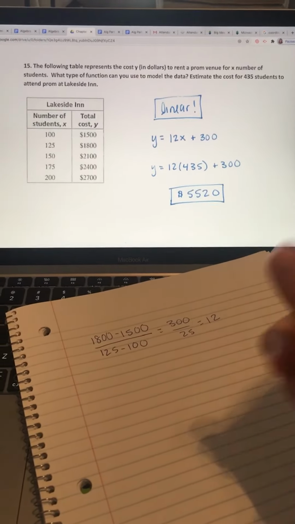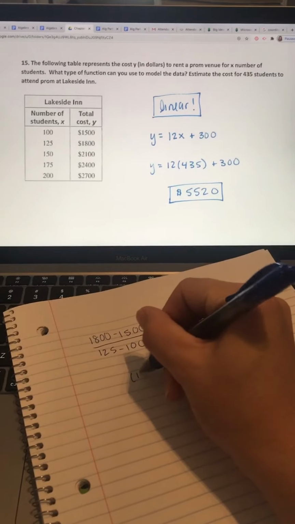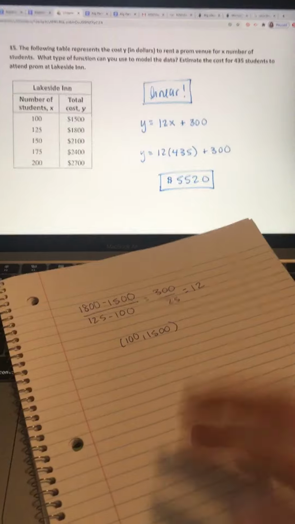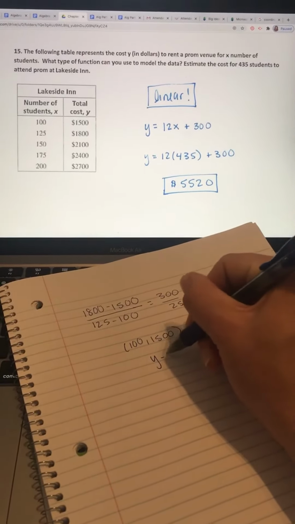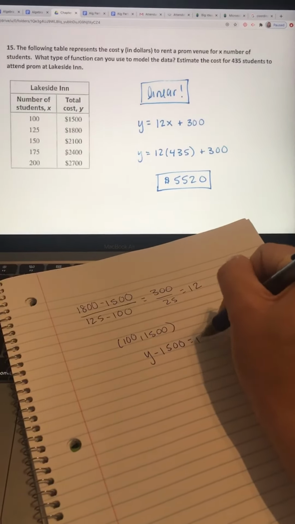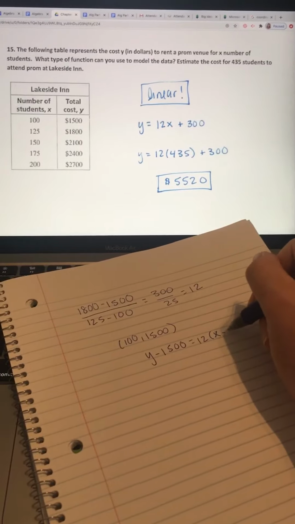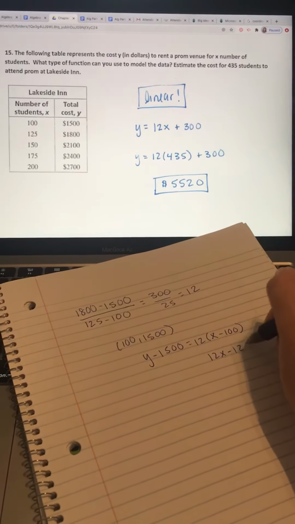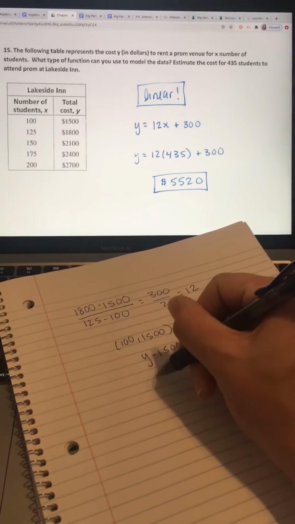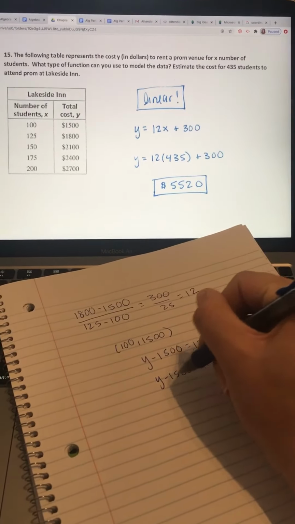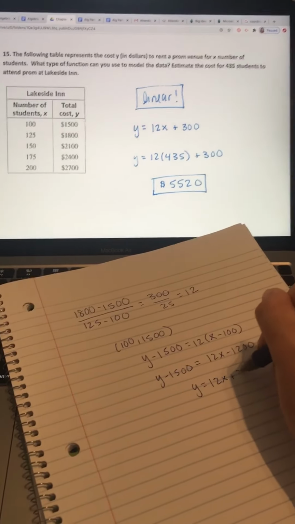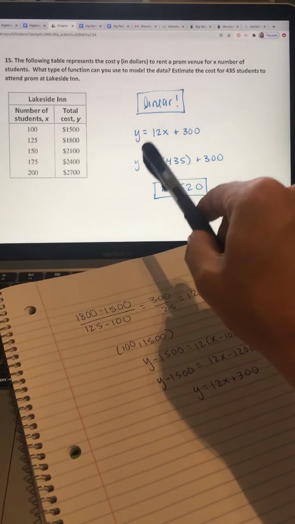Then I would pick one of those points. I'd probably choose the 100, 1500 point and put all that information into point-slope form. So y minus 1500 equals 12 times x minus 100. So 12x minus 1200 equals y minus 1500. When I add that 1500 over, that's how I'm getting the y-intercept of 300. So that's where this equation comes from right there.